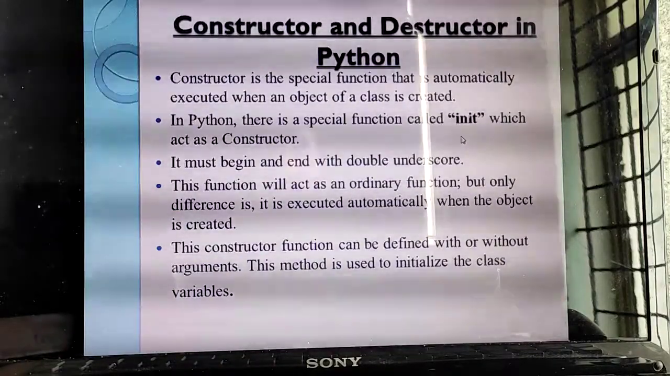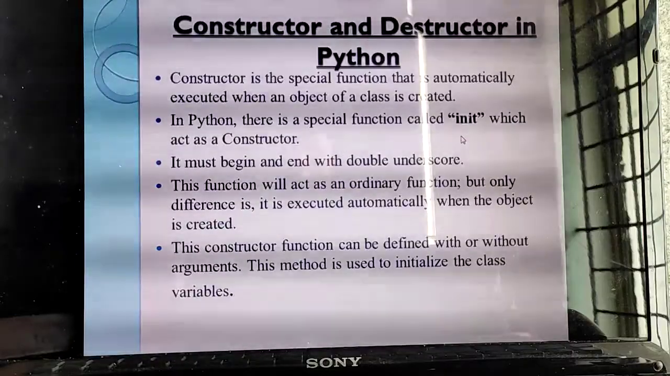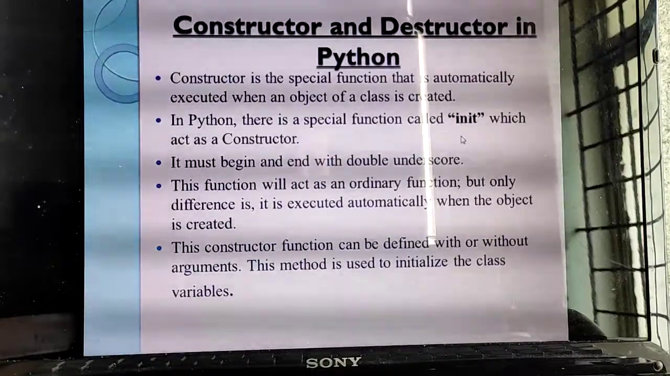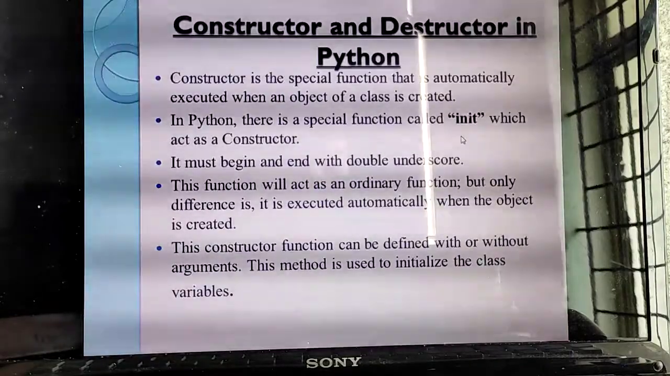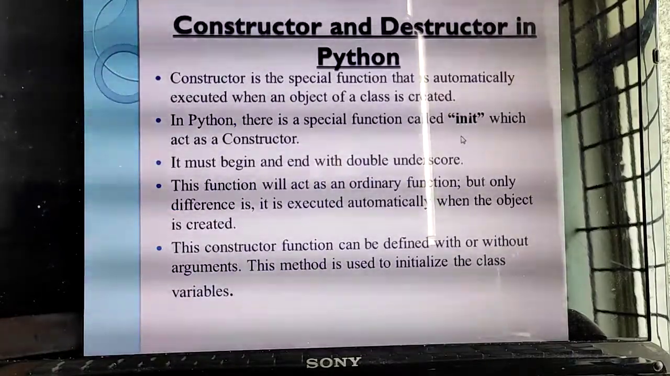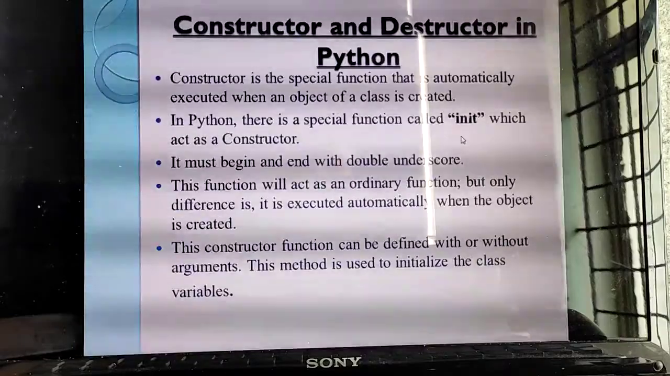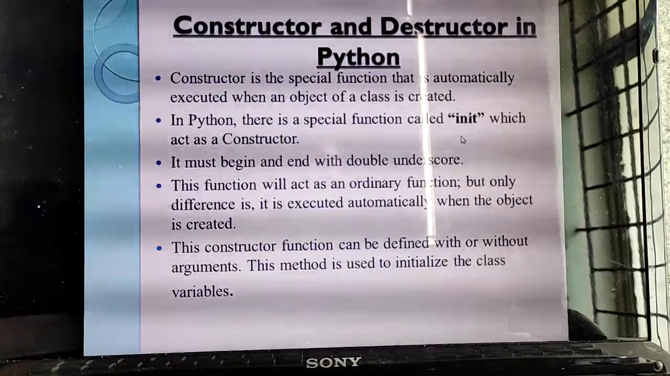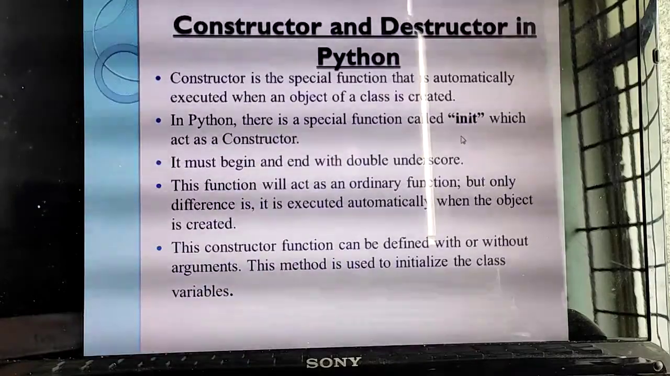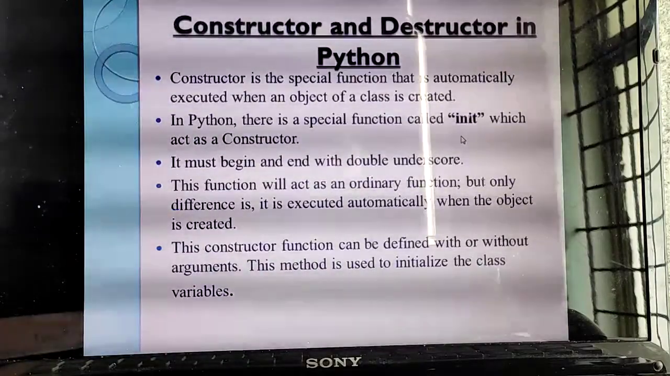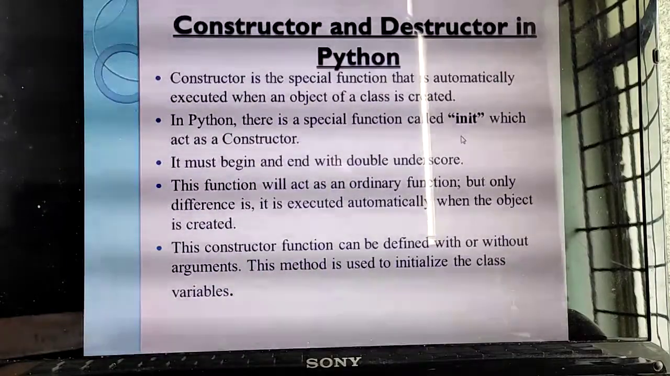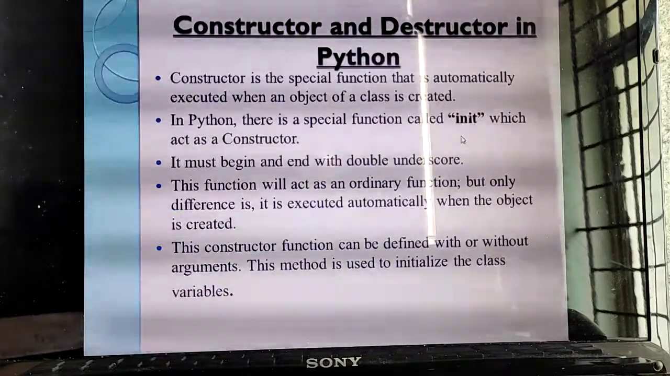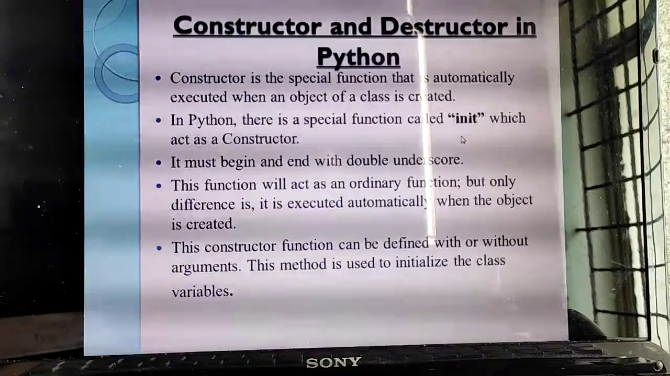Understand? Next, you can pass arguments inside the constructor. The constructor can be with arguments or without arguments. If you need, you can pass the arguments, otherwise leave it, no need to pass arguments. This method is mainly used to initialize the variables in the class. In the class you have defined a lot of variables, so this constructor is mainly used to initialize the variables, that means assign the variables.